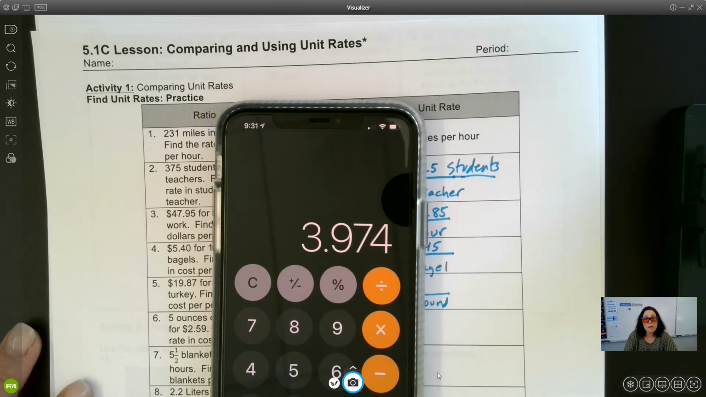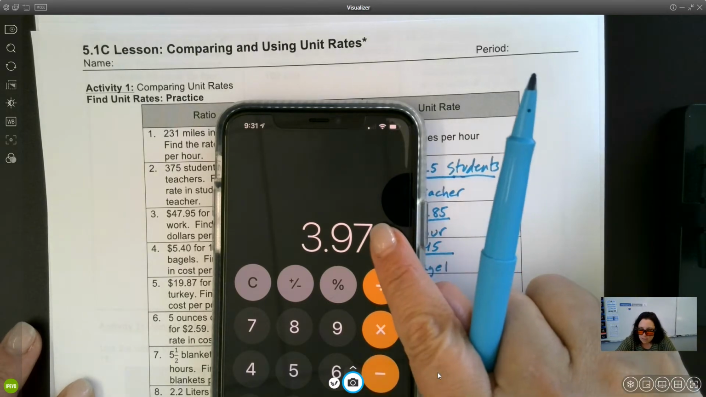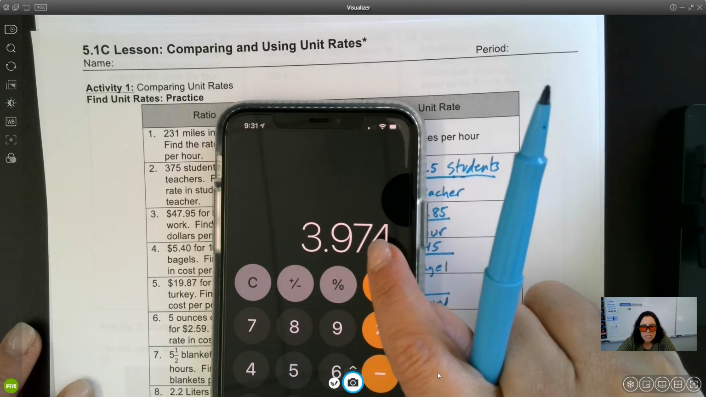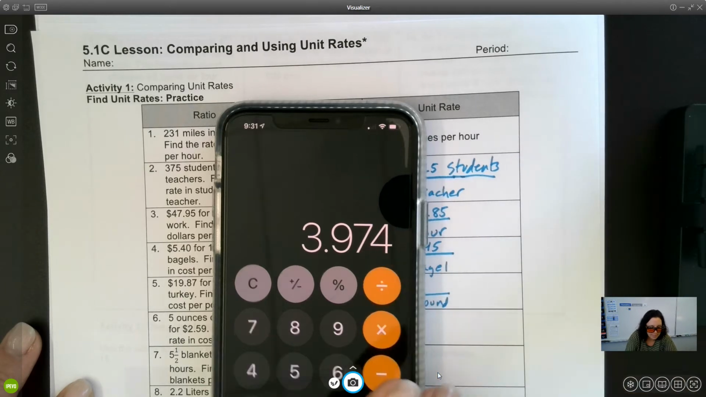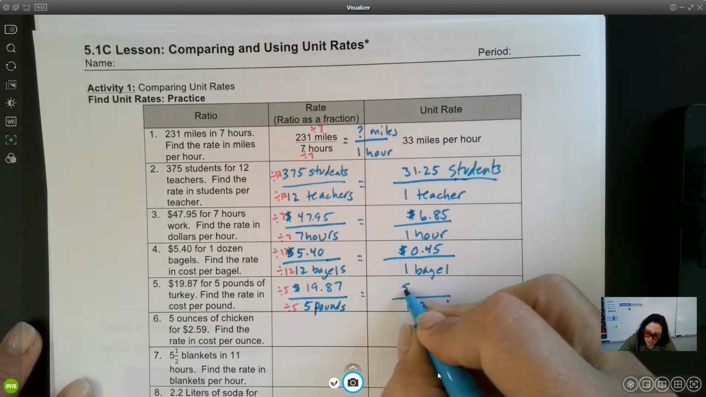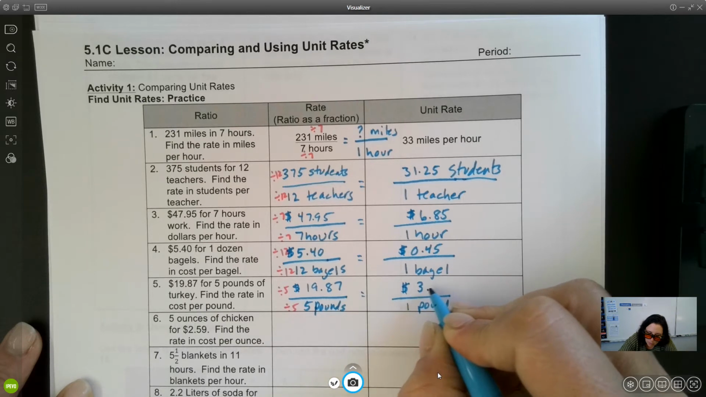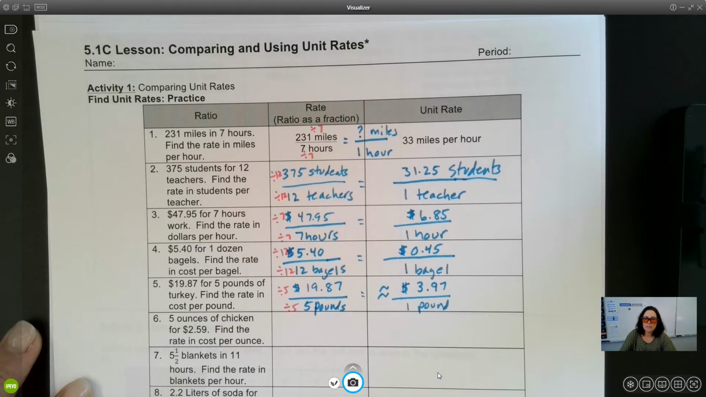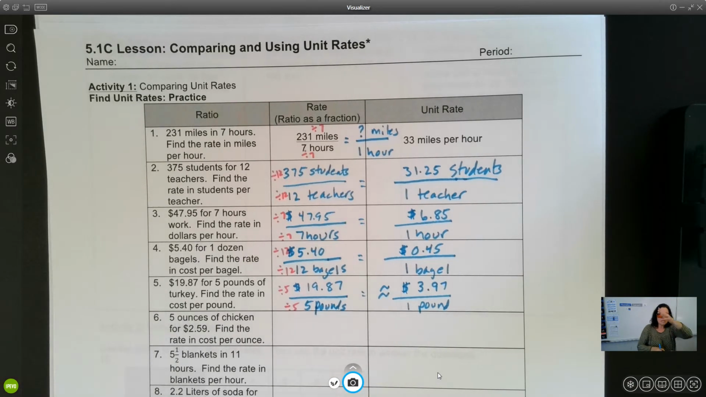3.974. Now in money, we don't write money like that. We write it to the nearest hundredths. So we need to look at the next digit, 4, which means we keep that 7 a 7. 3.97. I'm going to write that squiggly equal sign. That means roughly. I rounded. I took some precision out of it.